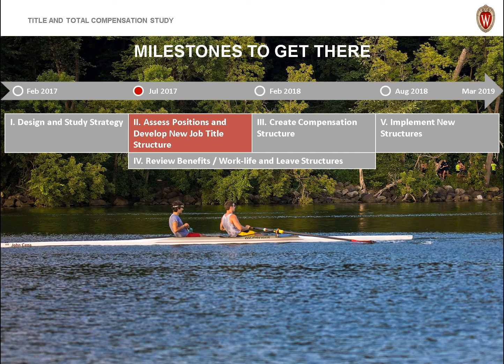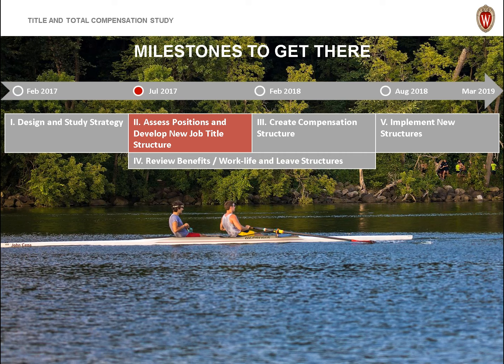From now, July of 2017, to August 2018, we are also working on the review of our benefits and work life and leave structures. That is something that we are doing specifically with Mercer Consulting, where we are looking at how our benefits and leave structures compare to our peers, both in higher education, as well as in the Madison area and the state of Wisconsin.